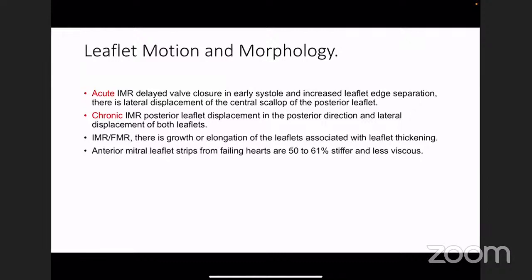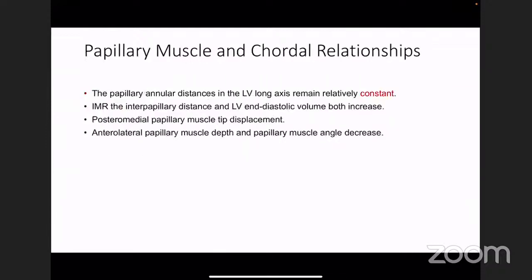In acute IMR, there is delayed valve closure in early systole and increased leaflet edge separation. There is lateral displacement of the central scallop of the posterior leaflet. In chronic IMR, there is posterior displacement of the posterior leaflet and lateral displacement in both leaflets. In IMR and FMR, there is growth or elongation of the leaflet associated with leaflet thickening. Anterior mitral leaflet strips from failing hearts are 50 to 61% stiffer and less viscous.